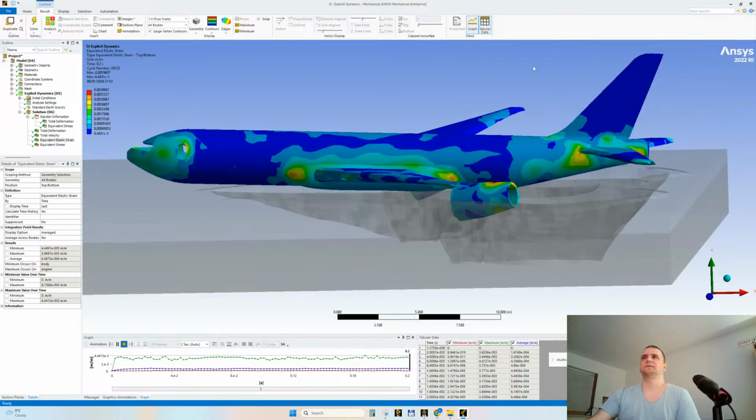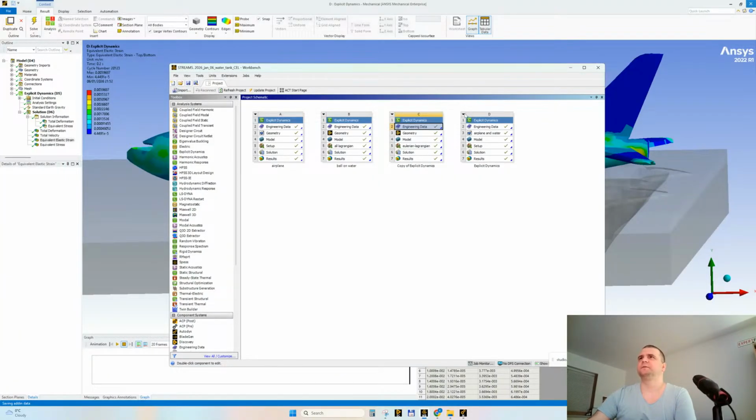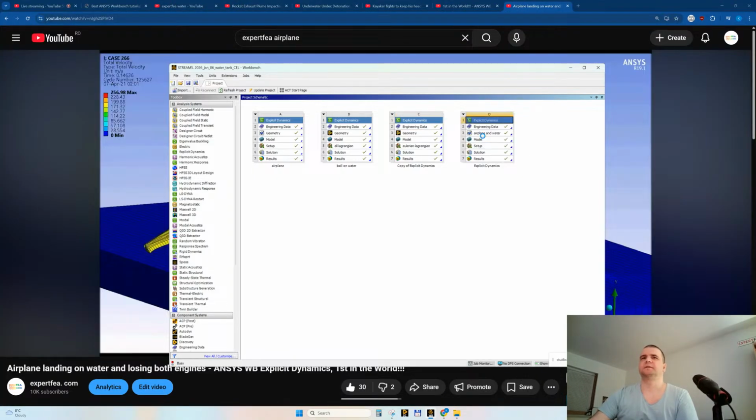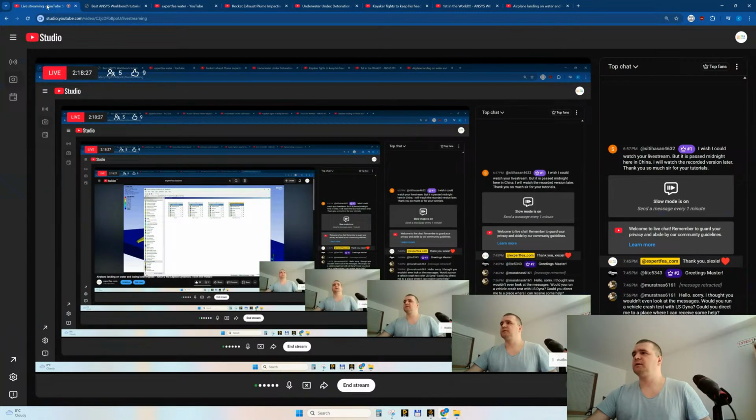Yeah, it looks so nice. Let's make this limit higher and a coarser mesh in order to have an even faster solving time, because I'd like to close the stream soon. Duplicate. Do we have any questions? No, perfect.